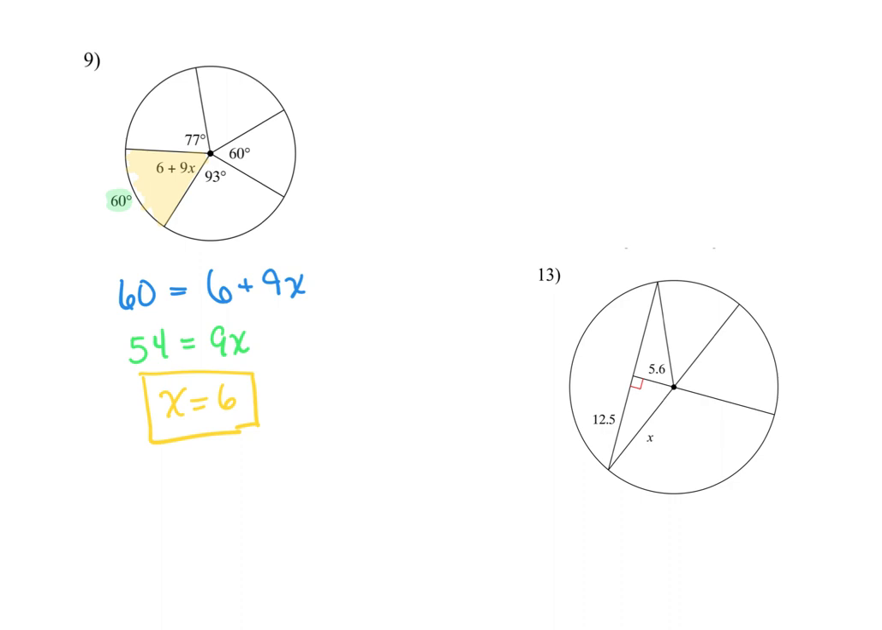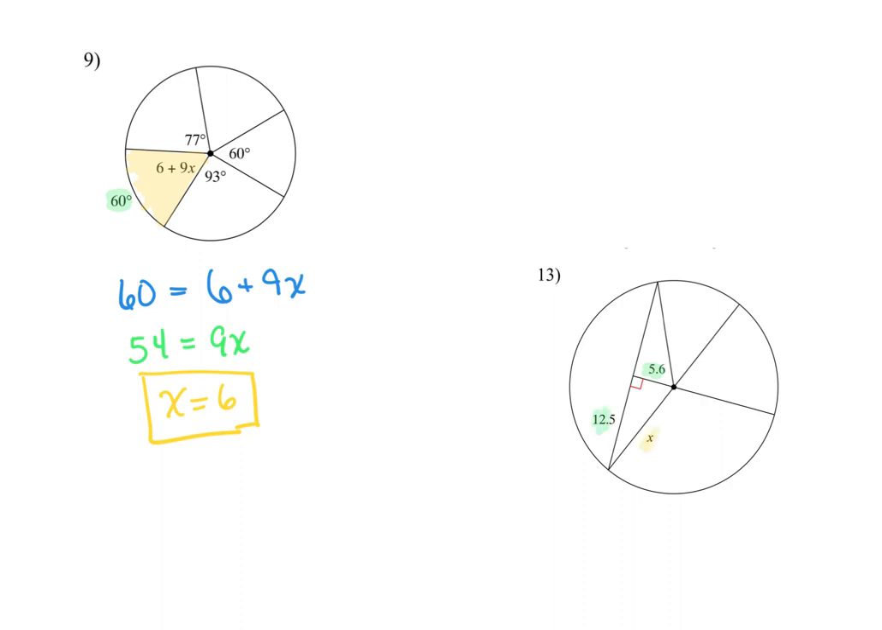The next group deals with chords and radius, and the chords being cut in half pretty much. So for this one, they have given us a couple pieces. They've given us this 5.6 over here. They've given us this 12.5. They want us to solve for this.